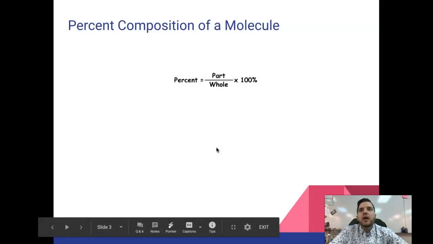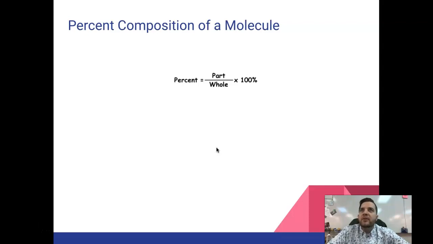All right, so we said something like calcium chloride. Well, calcium has a mass of 40. Chlorine has a mass of about 35. And in calcium chloride, there's 2 of them. So the vast majority of the mass of that molecule is from the chlorine, being that there's 2 chlorines.